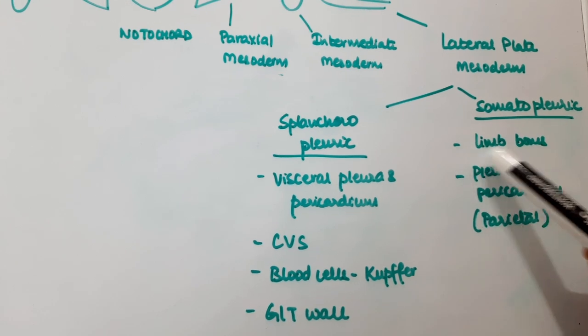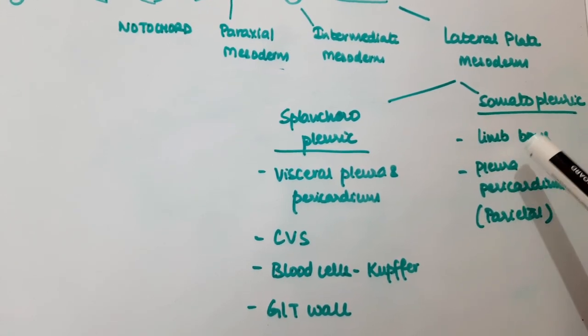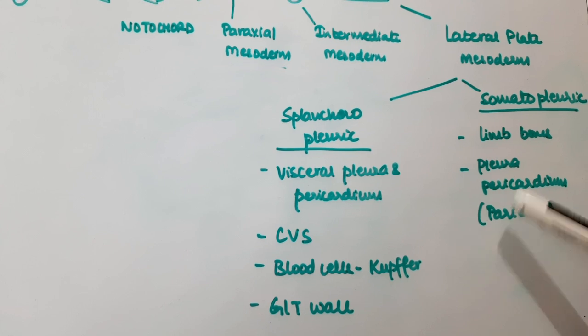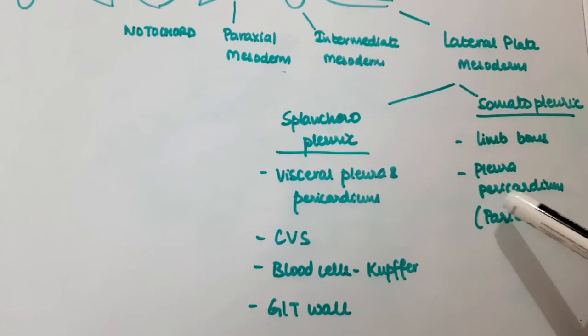The somatopleuric mesoderm, somatic, which means it will give rise to the limb, the bones of the limb. Along with that, it also gives rise to parietal layers of the pleura and pericardium.